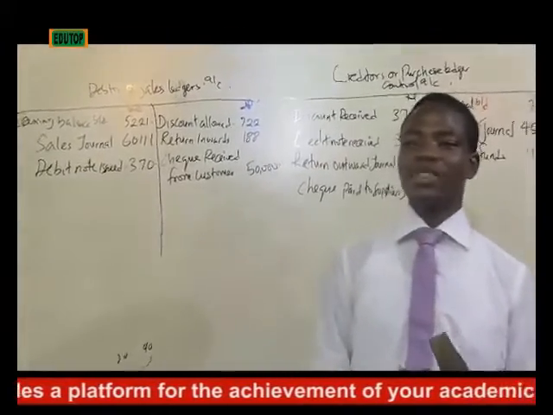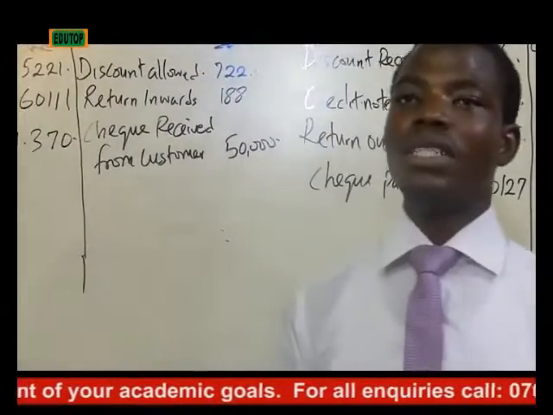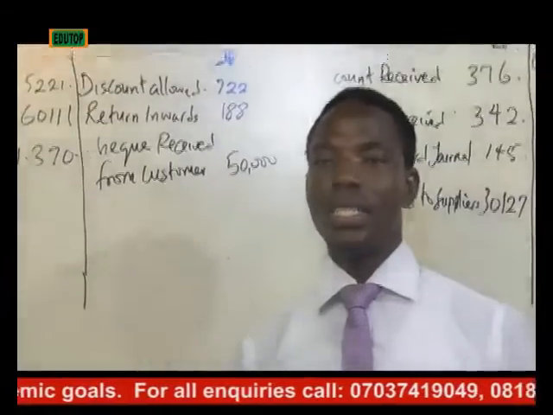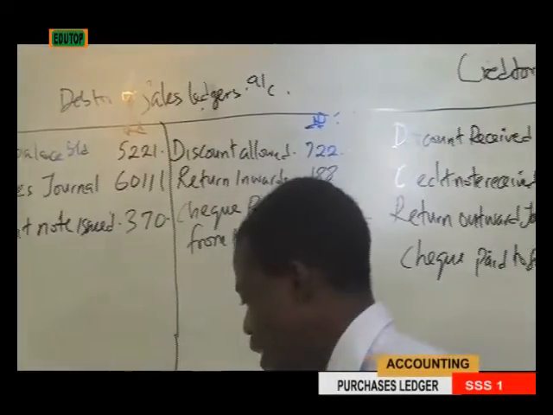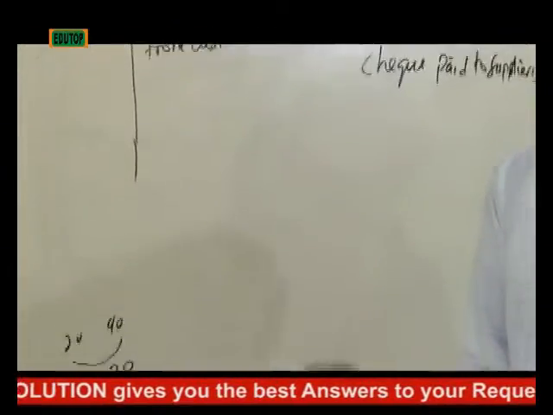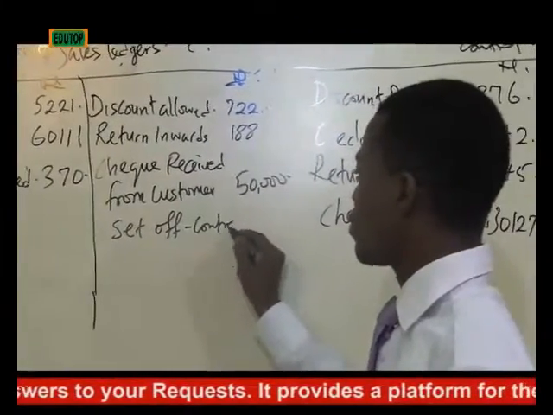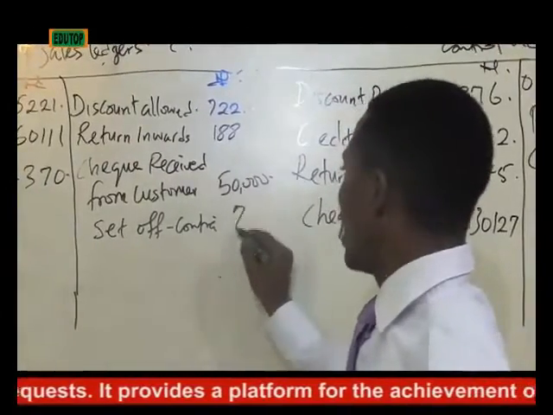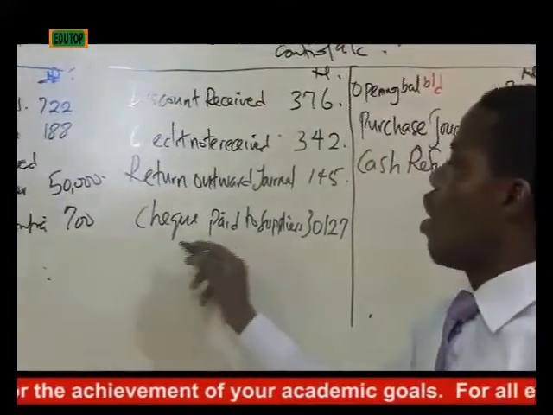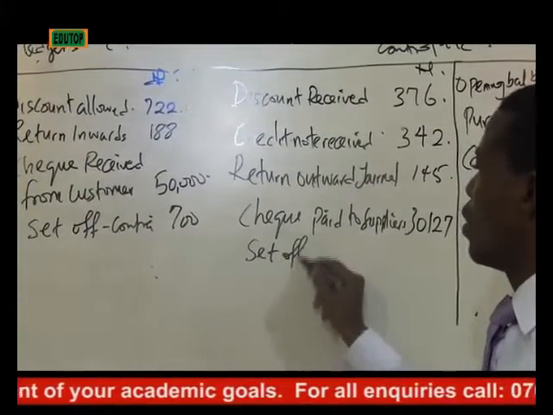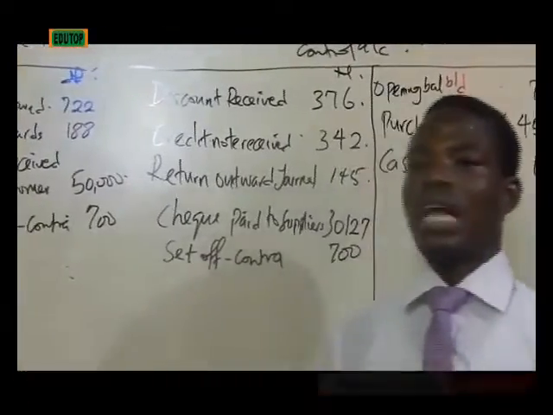Contra settlement. Don't forget, I told you the other time that anything that has to do with contra is also the same thing as set off. That means somebody is owing you and you are owing that person. Like I said the other time, somebody is owing you 30 and you are owing that person 30. So 30 and 30, you see that you don't have anything to pay each other. So that's what we call set off. So you just write here, set off contra. That is the 700. And you know it will affect the two accounts. It will affect the credit side and it also affects the debit side of the creditor's account. Contra, that is 700.